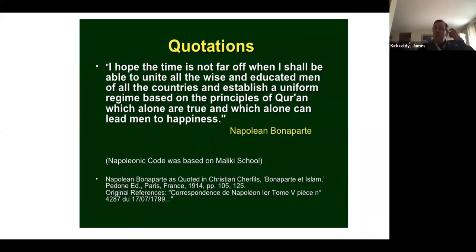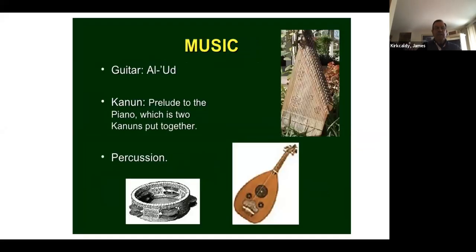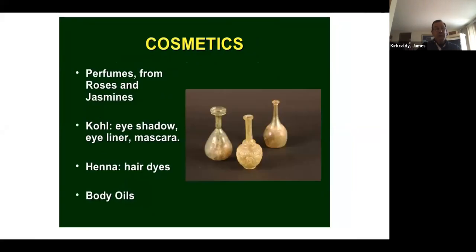Okay. Napoleon Bonaparte, famous French, I'm not sure he was a good Catholic, but certainly a Christian background. When he was in Egypt, this is what he wrote. And so he was that impressed with the Arab, or I should say the Islamic religion and the principle of the Quran, which seemed to be much more tolerant, okay, than his own Christianity. Music, the guitar, okay, piano, percussion instruments, all we owe to the Muslim culture. Cosmetics, hair dyes, body oils, perfumes, once again, thank the Muslims.